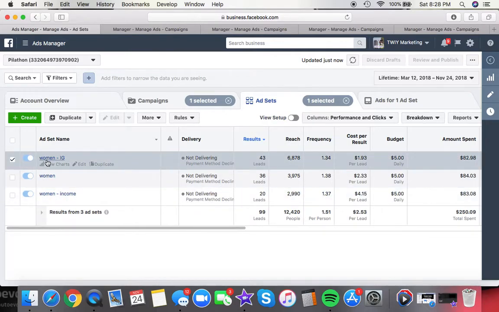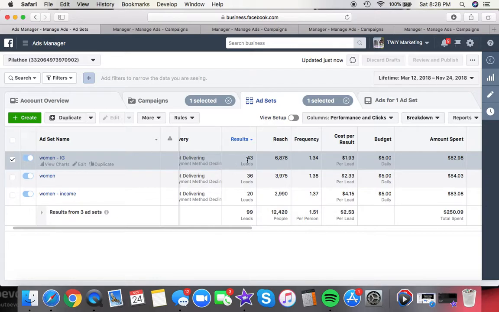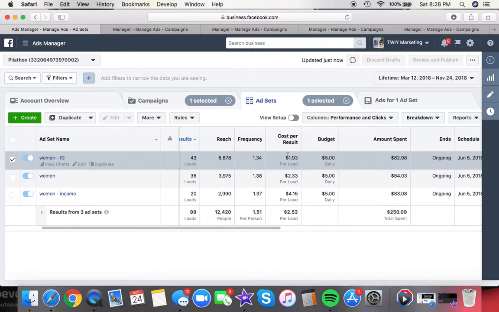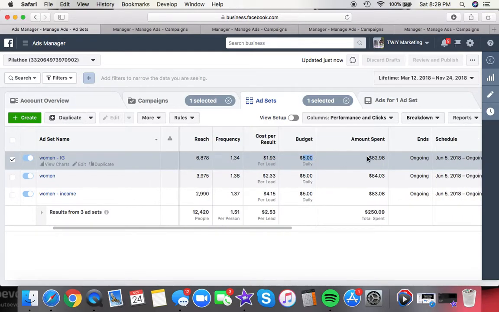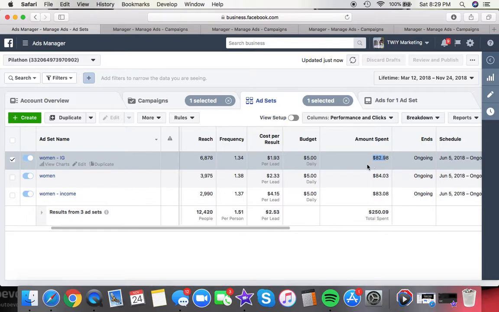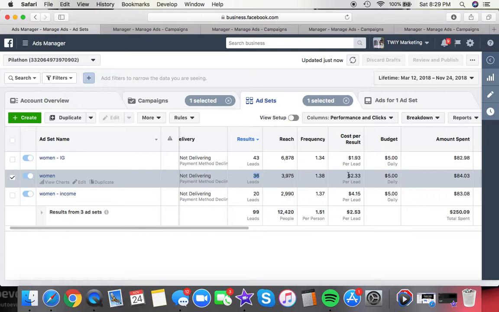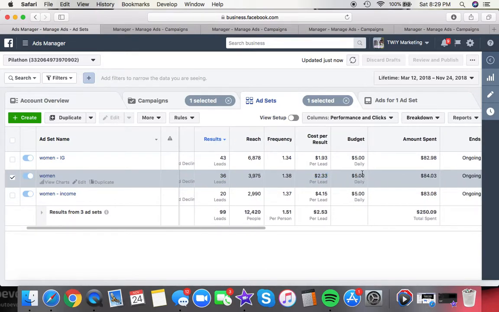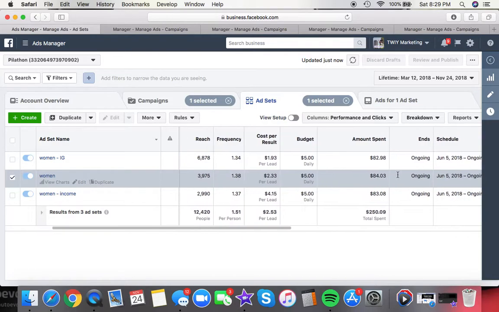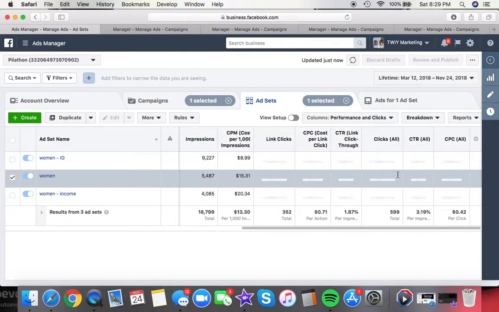I have women on Instagram. So for women on Instagram, results, I got 43 leads at a cost of $1.93 per lead. That was with the $5 a day budget. We spent $82. Now I'm looking at the bottom one here. I got 36 leads at an average of $2.33 a lead. At $5 a day, we spent $84. Okay, so I'm going to look at a couple things here.